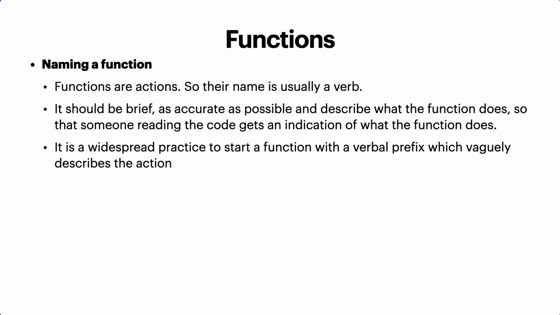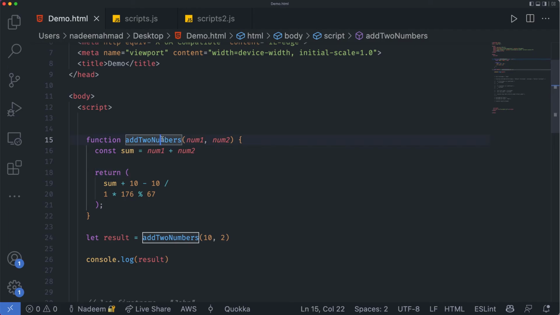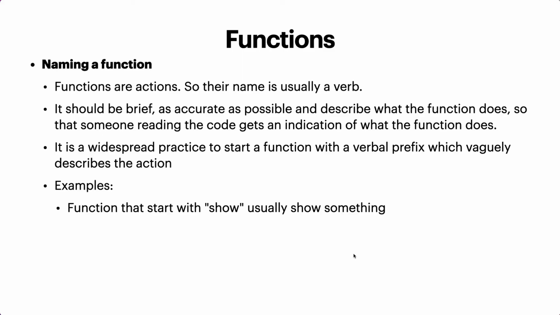It is a widespread practice to start a function name with a verbal prefix which vaguely describes the action. For example, functions that start with show usually show something or print something. For example, if we have the function name add two numbers, it's quite descriptive. It means that this function is adding two numbers, so it must be expecting two numbers as parameters, or we have some values, for example 1 plus 2 already hard-coded, and we don't necessarily need to pass the values and we can sum them up. It will return the sum of those two numbers. So yeah, this is how a function name should be more descriptive.